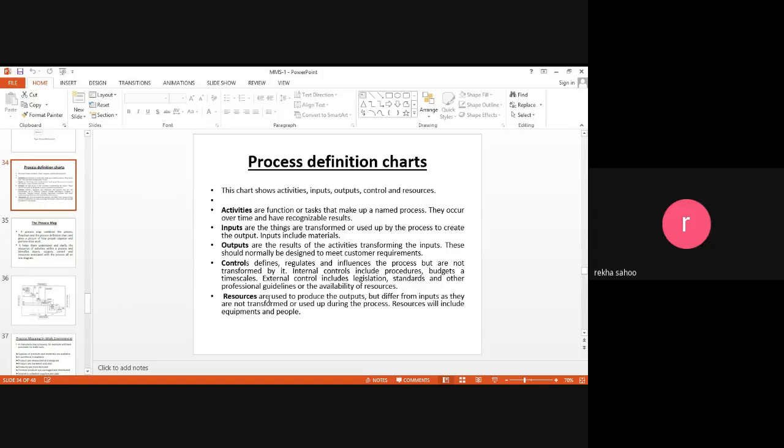Yes, this one. Look at what is written in resources: resources are used to produce the output, but differ from input as they are transformed or used up during the process. Resources will not include transformed items, equipment and people. Now you understand what I was asking.